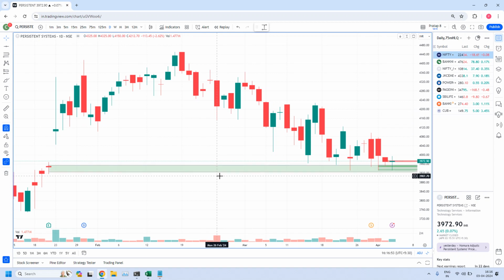So this is persistence. This is a daily chart. Here we have a 75 minute zone. Once we move on to the 75 minute time frame, you will see that exactly in this zone, it is picking up the orders.